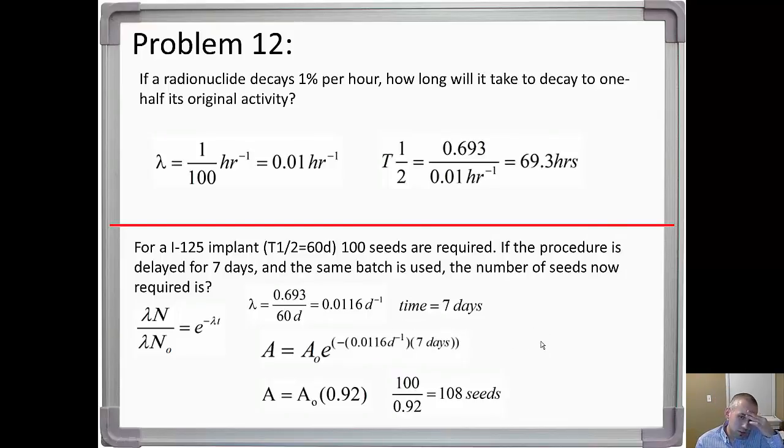So interesting question, because you're not using activities. You could solve this question in a number of ways. But through my ratio idea, I know that the activity is down to 0.92, so I would set up a ratio.